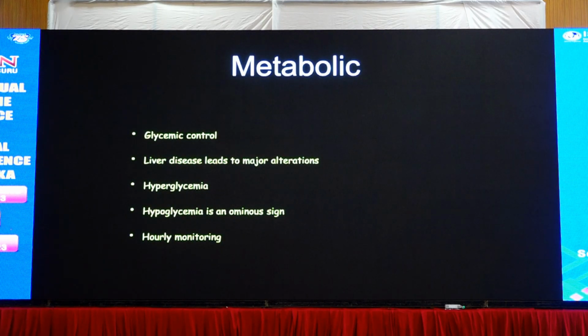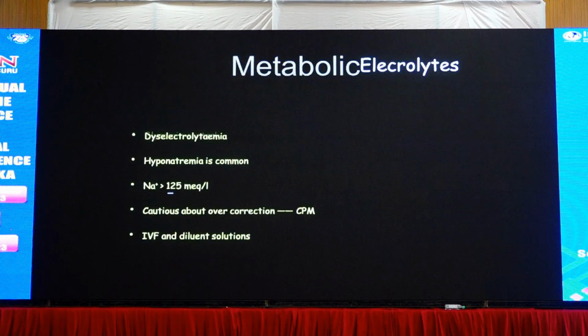Coming to metabolic aspects, huge metabolic changes also happen during the procedure, and glycemic control is always important because that may affect the outcome. Hyperglycemia as well as hypoglycemia happens. Hypoglycemia is an ominous sign, especially in the post-op period after the new graft has been put, because if the patient has persistent hypoglycemia, that means there is some amount of graft dysfunction happening. So hourly monitoring of sugars is important.